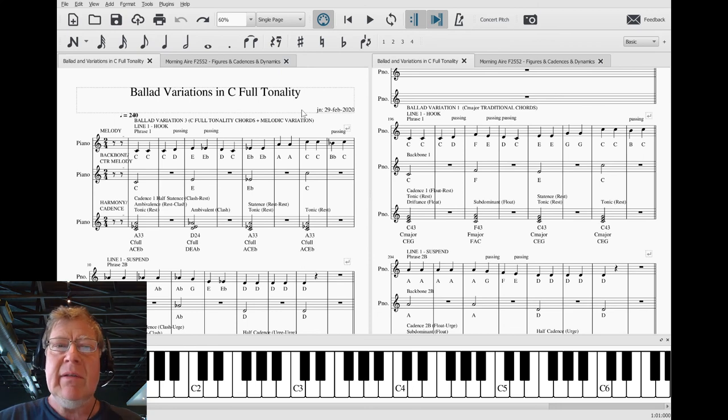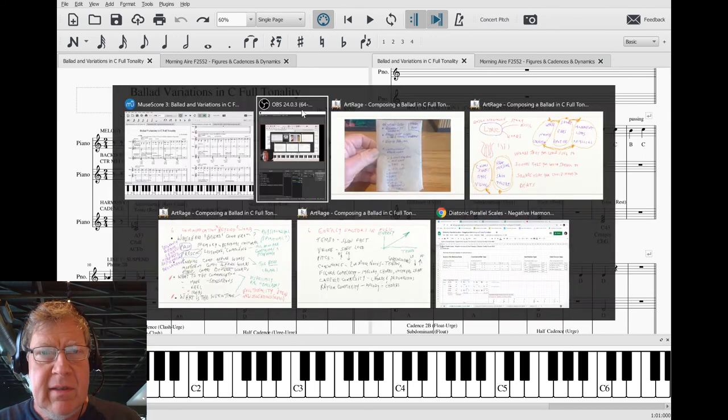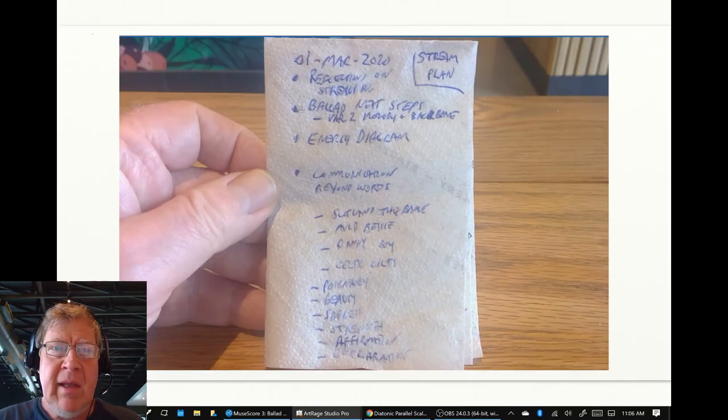Ladies and gentlemen, wherever you are, this is a recap of composing a ballad. This is part six, where we are talking about next steps. We started our session, as we began several parts ago, with a napkin diagram.